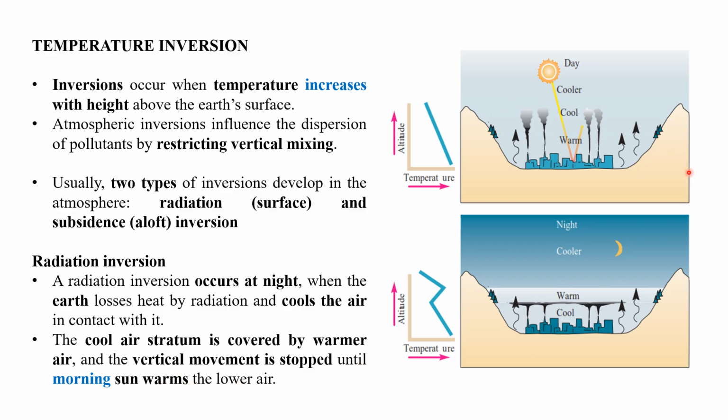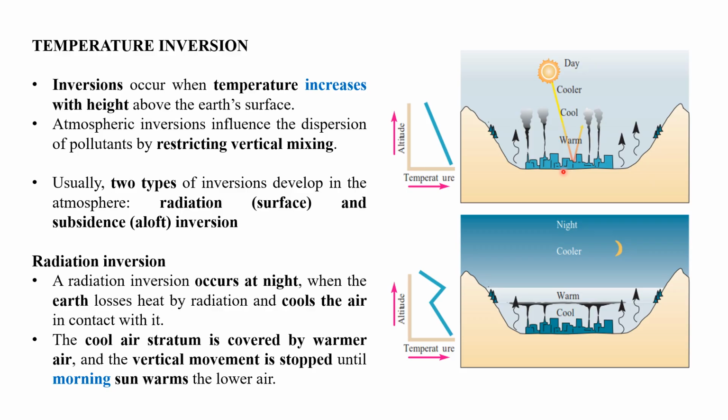So you can see this figure here. This is the ground surface. In the night, what is going to happen? The earth cools. So adjacent to the earth's surface, the air remains cool. Above that, the warm air is there. Again, in the night, we can see the graph of temperature versus altitude. So temperature goes on decreasing. Again, this is the warm layer. And again, it goes on decreasing.